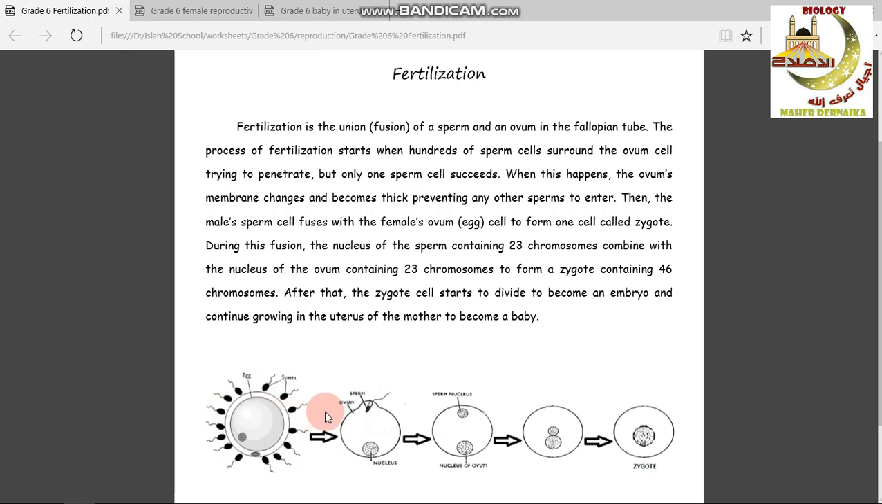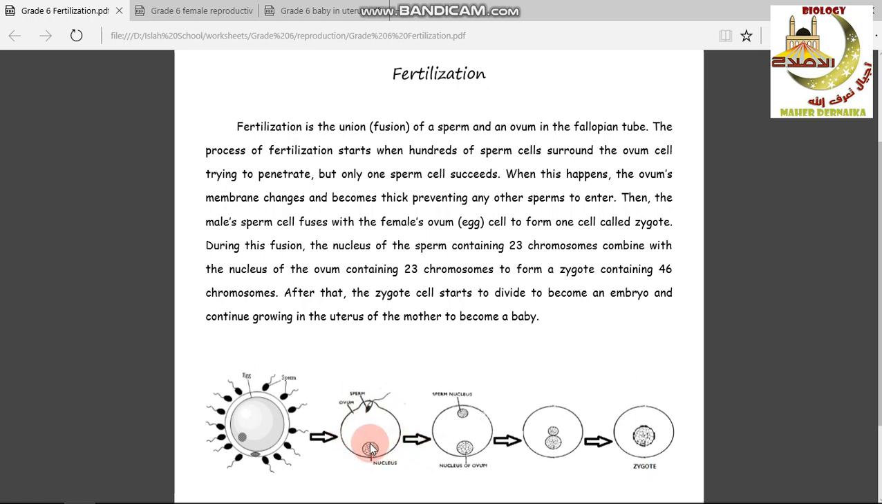So actually only one sperm cell succeeds in entering and penetrating the ovum cell. And as you notice here, only the head from the sperm cell could enter the ovum cell, while the tail is cut off and stays outside.